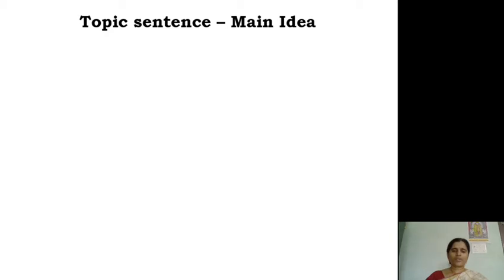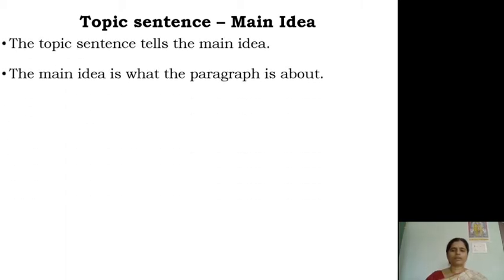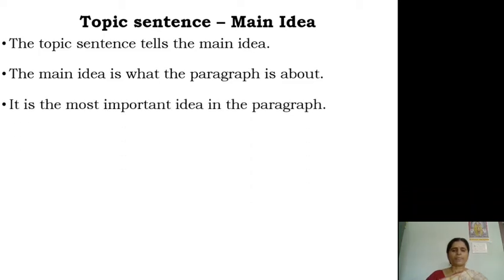Let us take the first part of the paragraph, that is the topic sentence. As I said, the topic sentence is the main idea of the paragraph. The topic sentence tells the main idea. The main idea is what the paragraph is about, what the paragraph is talking about, and it is the most important idea in the paragraph.